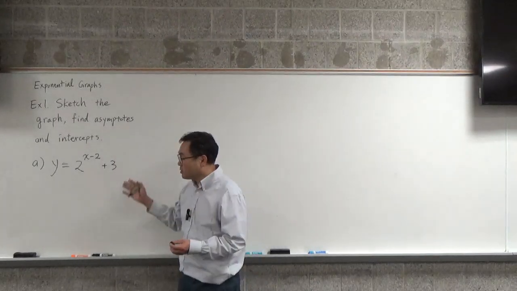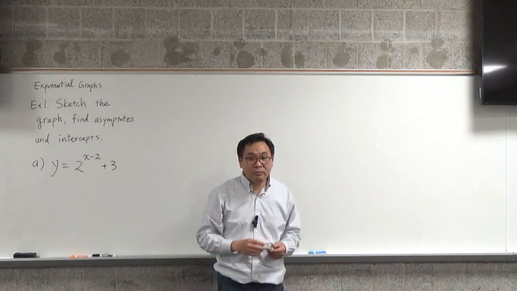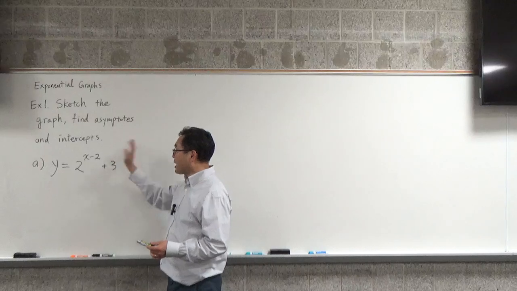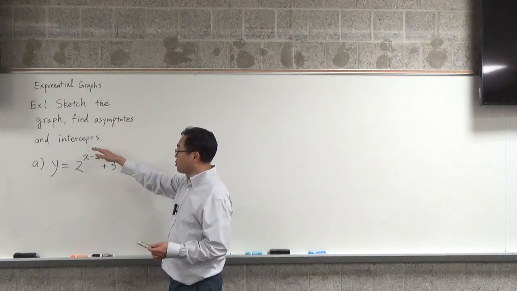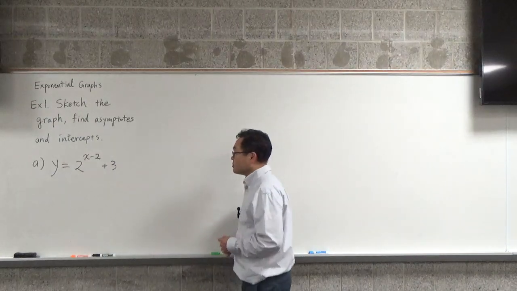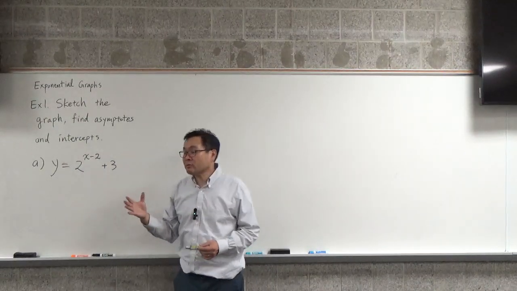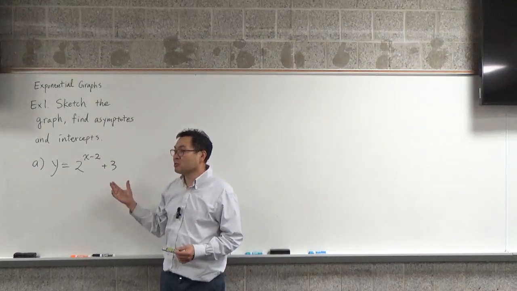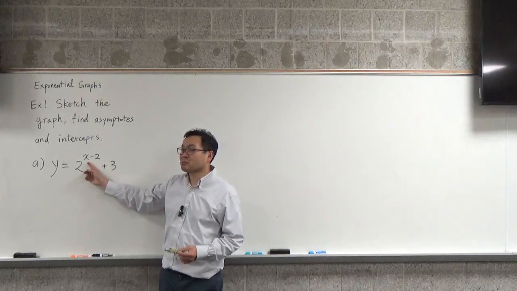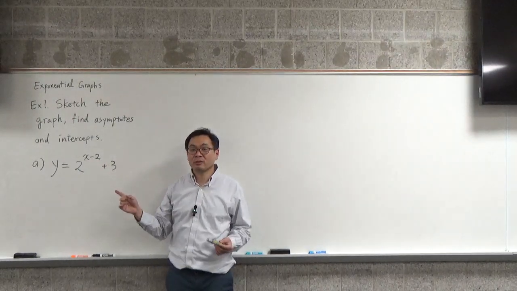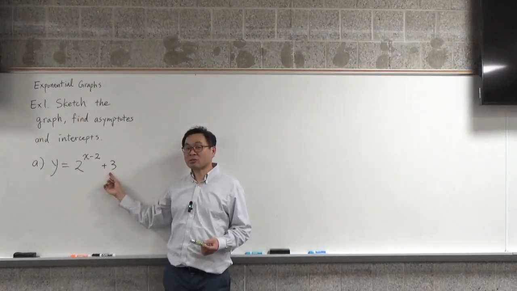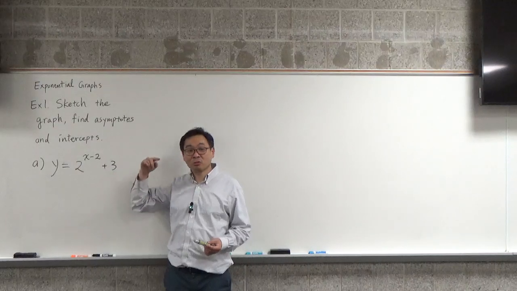So I'm going to do a few of these graphing problems today. Your goal is to graph it and also find any asymptotes or intercepts if there are any. The aim is to draw the graph using your knowledge of transformation. So if x is replaced by x minus 2, what happens to the graph? It moves 2 to the right, right? What about this plus 3? What does that do? It moves 3 up, right?